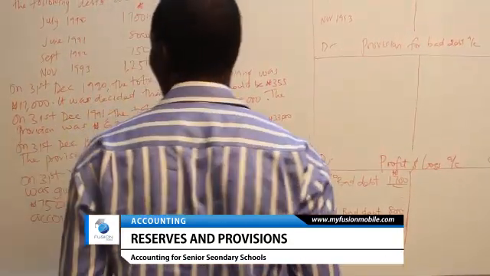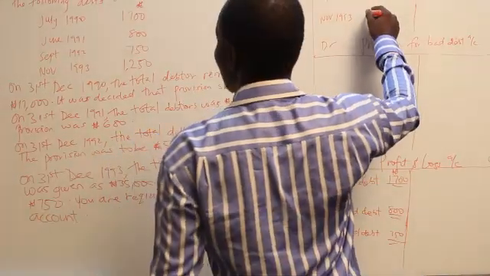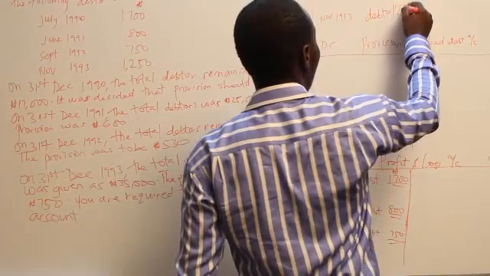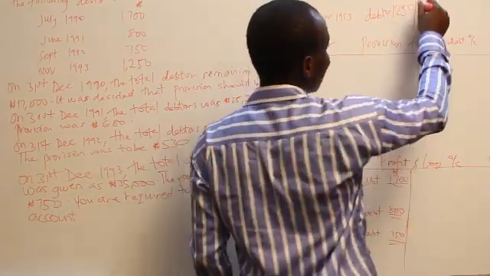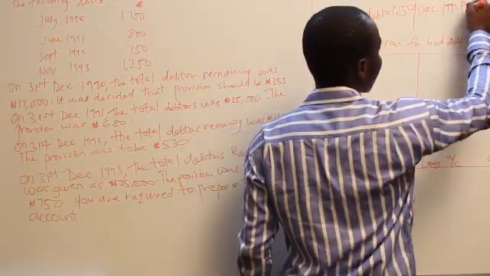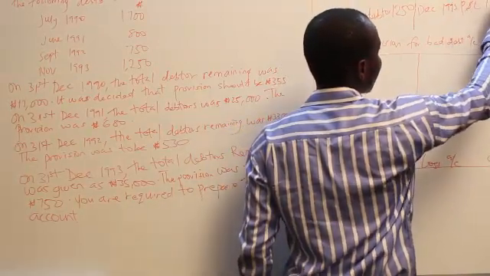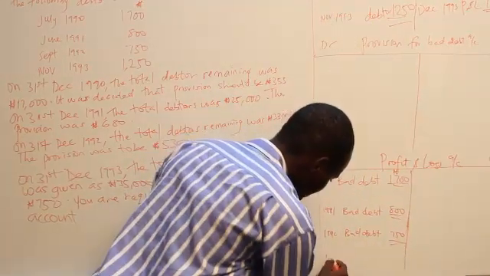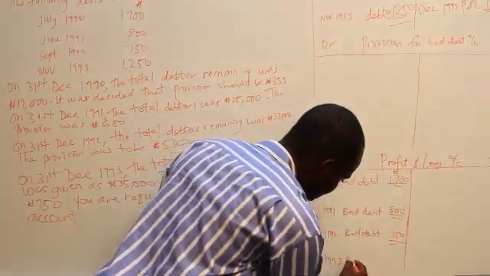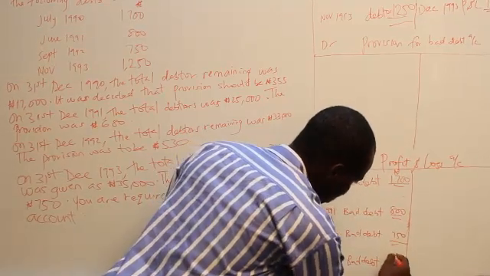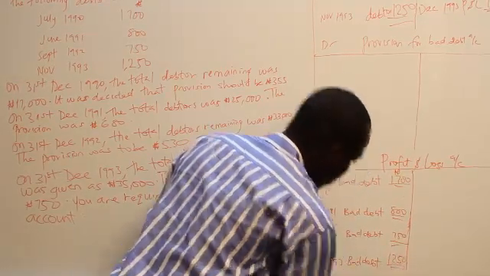So 1993 we have bad debt with debtor. We have to debit the bad debt account 1,250, and that's another the profit and loss account. It's going to be December 1993 P&L account. So we have 1,250 to be transferred. So 1993 we have bad debt, which is going to be 1,250.